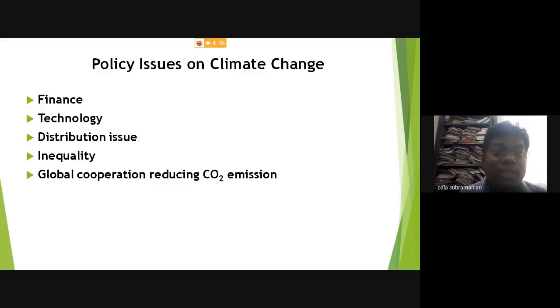Another issue is distribution, as I said earlier. Most of the affected areas are not getting equal distribution of relief. Another is inequality. The final one is global cooperation. We need a global common agreement for reducing CO2 emissions. So these are some policy issues.